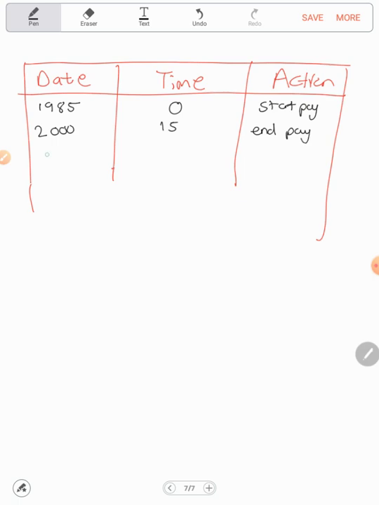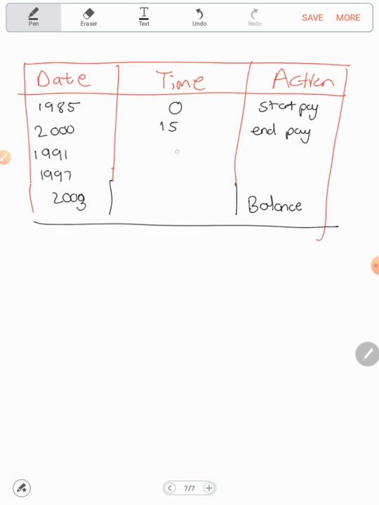Okay, and the other dates that we got were 1991, 1997, and 2003 was our balance at the end. Okay, you want the balance here. 1991 and 1997, these were no payments. Due to his cash flow problems, he could not make these payments. Okay, and these are times 6 and 12. Okay, and 2003 is time 18.